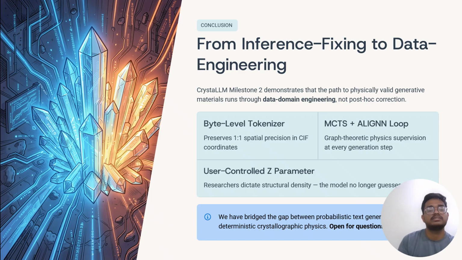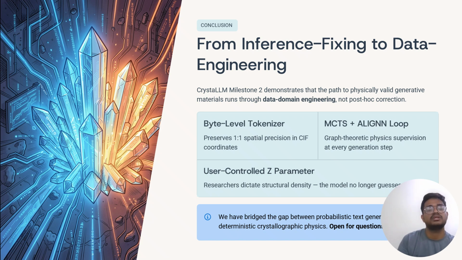To conclude the CrystalLLM demonstration, material generation requires more than simply scaling language models. We introduced three major contributions. First, byte level tokenization preserves spatial precision in the crystal coordinates. Second, MCTS combined with ALIGNN provides physically guided generation. Third, user controlled parameters allow researchers to directly influence generated structures. Together, these innovations bridge the gap between probabilistic AI generation and deterministic physical laws.